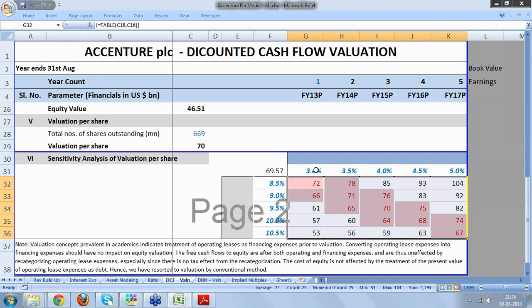So if someone says that you have to take a terminal growth rate of 3%, you insist on a WACC of 8.5%. If someone is okay with your terminal growth rate of 4%, I'm okay with my WACC of 9.5%. So ideally, between this, I'll choose a range which gets at least one value coming from each row and each column. So I'll select all of them.